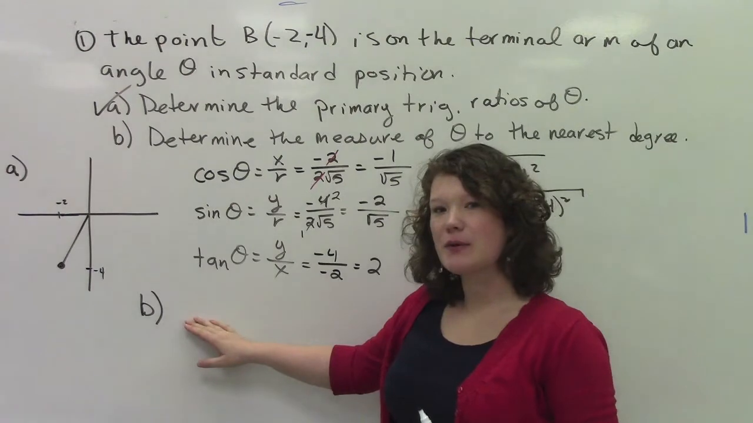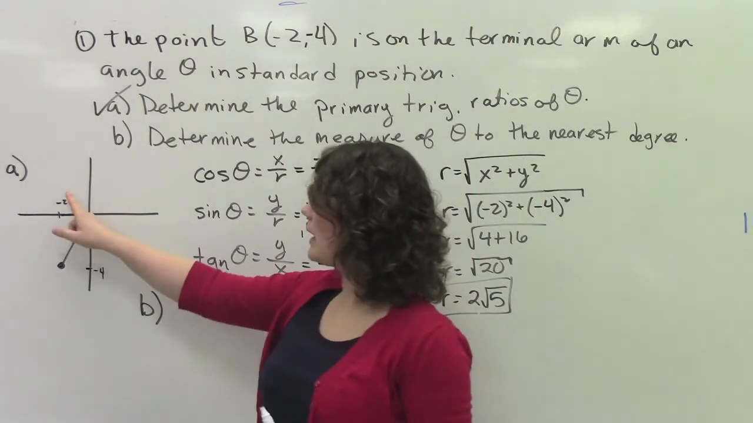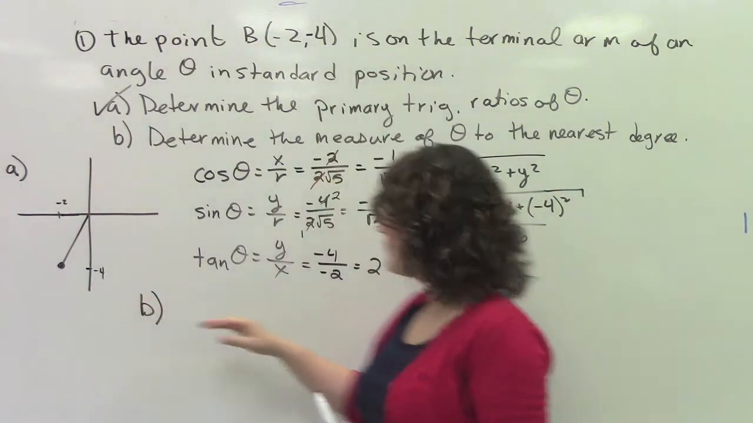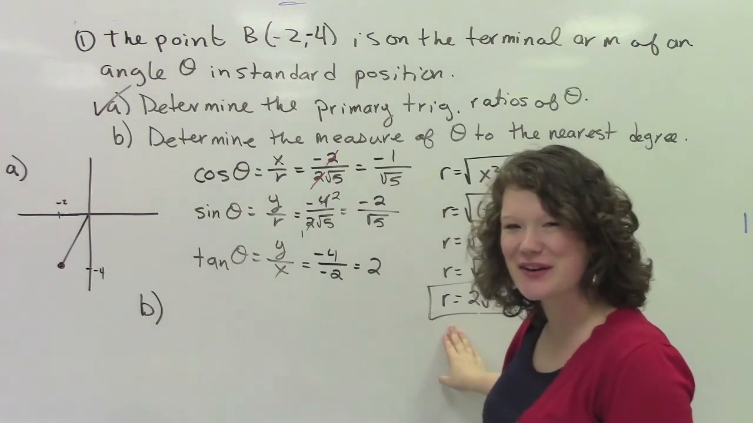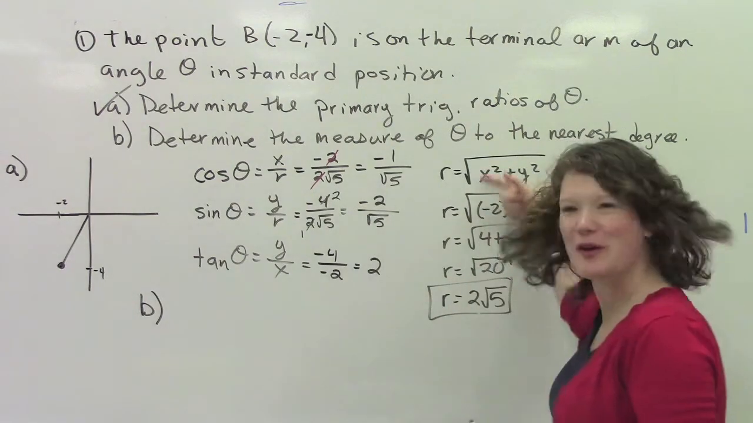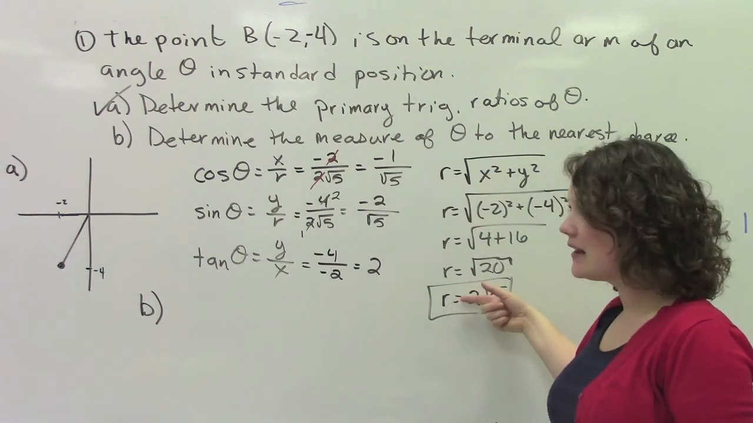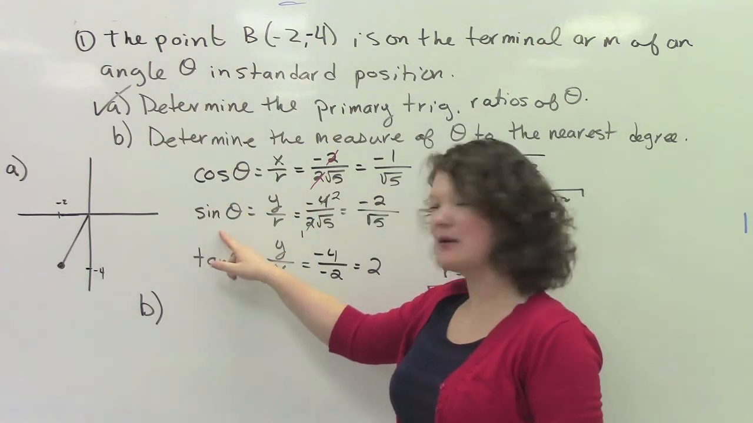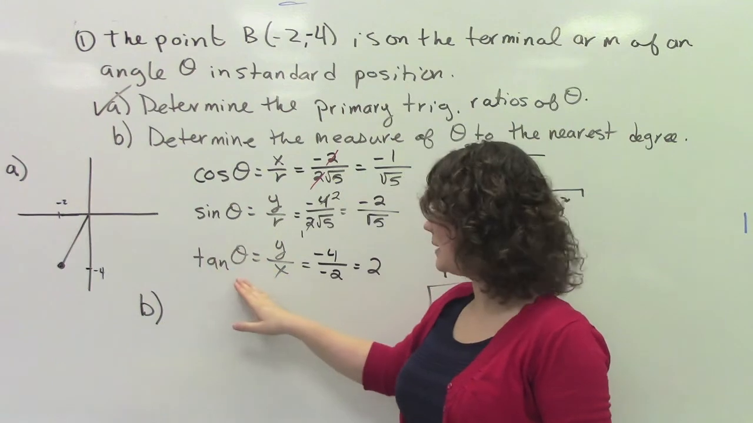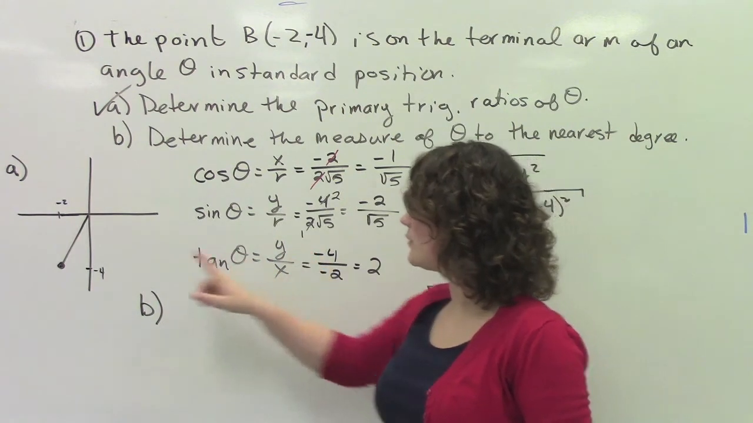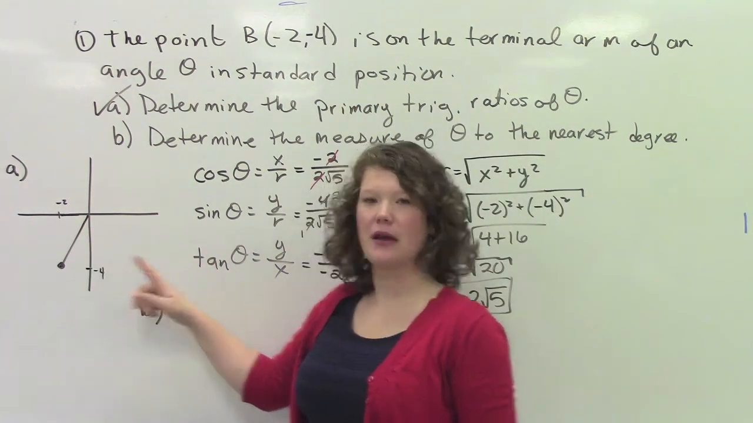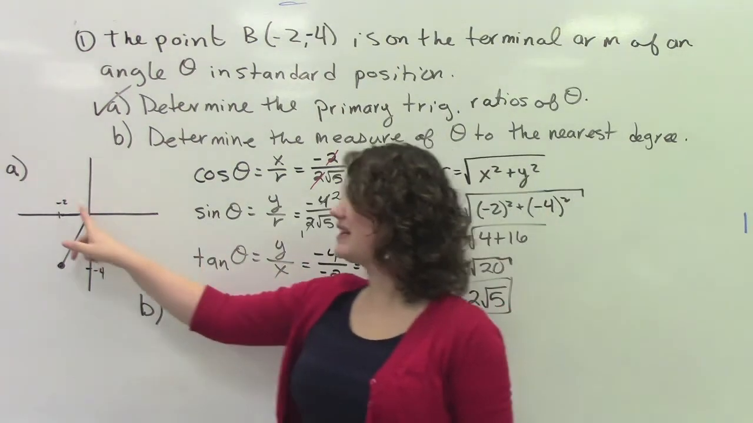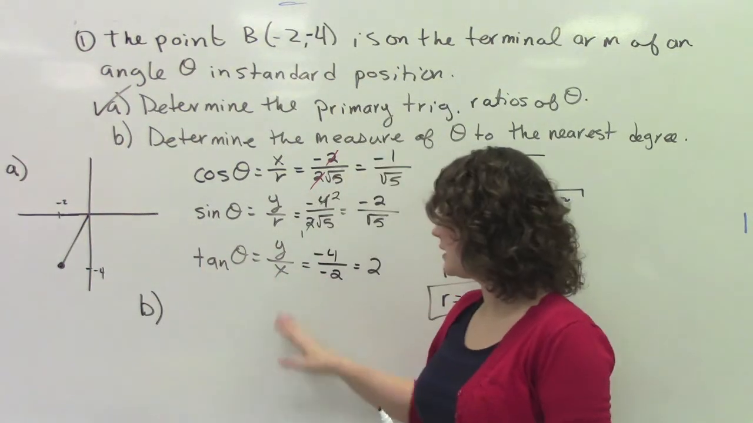B, determine the measure of theta to the nearest degree. Now here's the secret with the B part. We've been given our x, we've been given our y, but we had to do some fancy footwork to figure out what our r is. What happens if we messed up here? It means that cosine will be affected, sine will be affected, but tan won't be, because we've been given our y, -4, and we've been given our x.